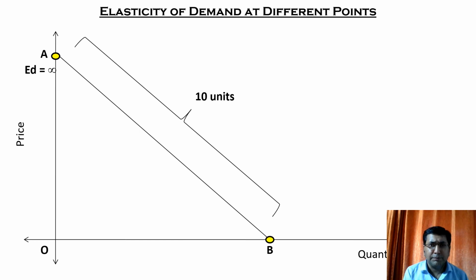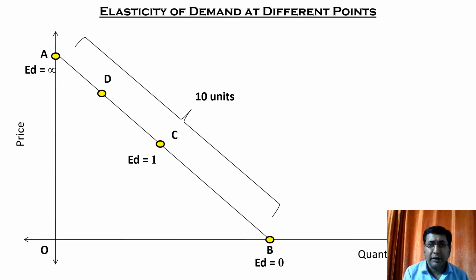At point B, lower segment is 0, upper segment is 10 units. So 0 divided by 10 is equal to 0. So at point B, ED is equal to 0. C is the midpoint. Lower segment is 5 units and upper segment is also 5 units. So at point C, elasticity of demand is equal to 1.